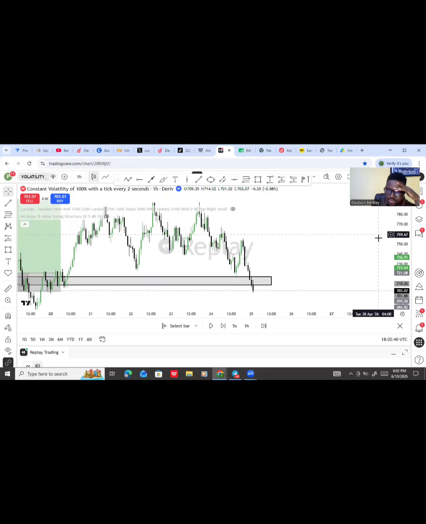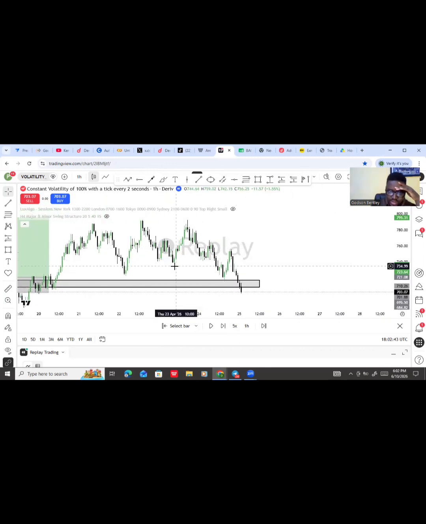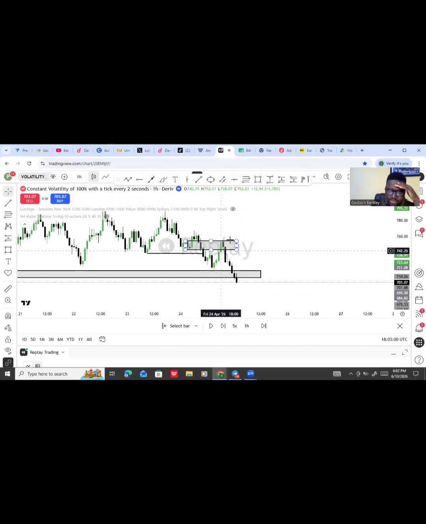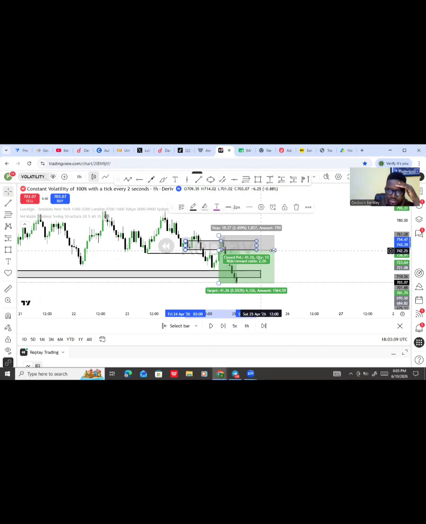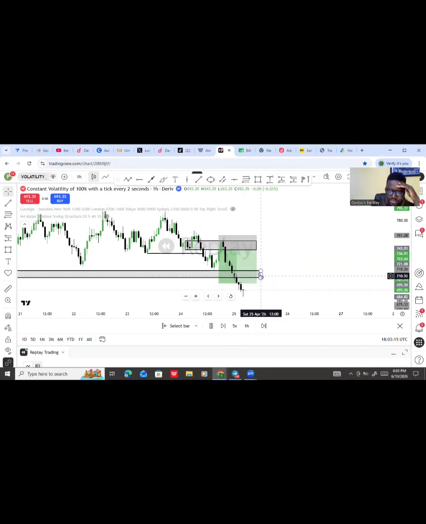Oops. This one, okay, I had a good break of structure here. Good break of structure here. Then we have this. Okay, this is a low. So we should be getting this one too. I didn't play it early. So we should be getting this one too. Now let's continue.